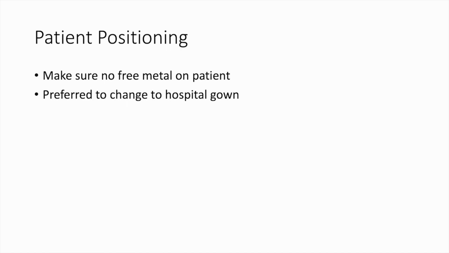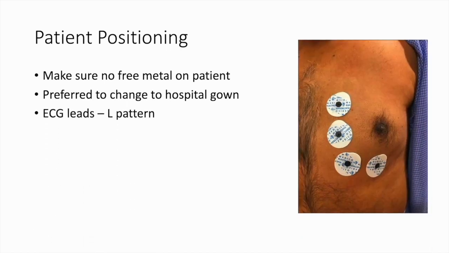Coming to patient positioning, make sure there is no free metal on the patient by using a metal detector. It is always preferable to change to a hospital gown. Use graphite leads for ECG. There are different configurations of lead placement, and we have found this L configuration as most efficient.